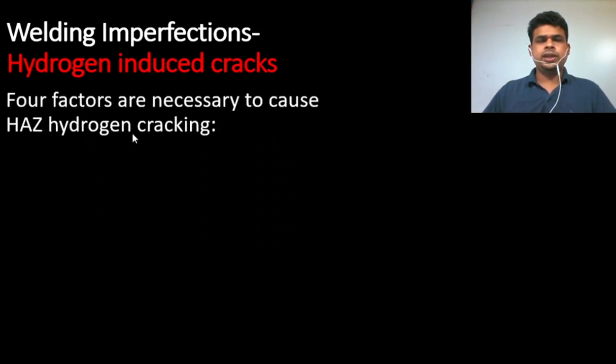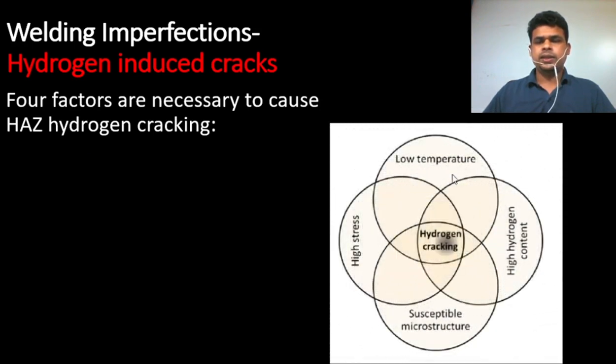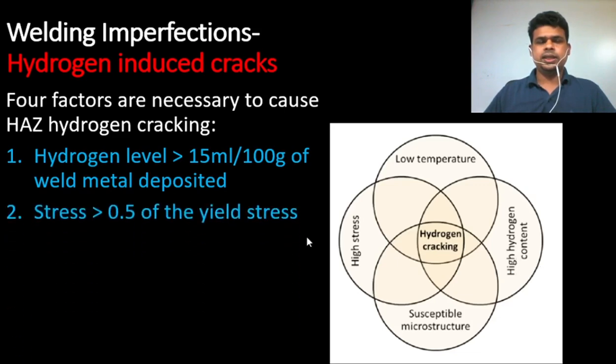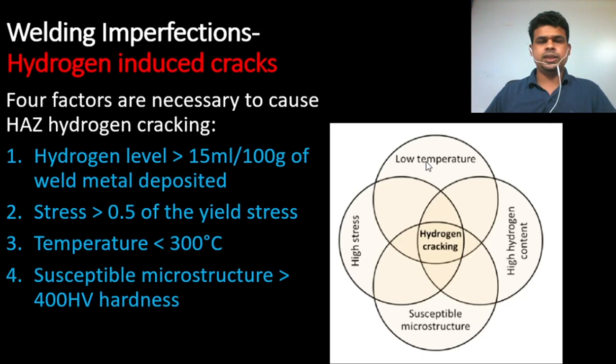For hydrogen induced cracking, four factors are necessary to cause it. What are the four factors? Let's see, you can see them on the right side. Number one is the hydrogen level: if the hydrogen level is greater than 15 ml per 100 grams of weld metal deposited. This is the hydrogen content. The second thing is stress: if stress is more than 0.5 of the yield stress. Then temperature: if less than 300 degrees Celsius. And a susceptible microstructure, which is 400 HV hardness. So this is the hardness.